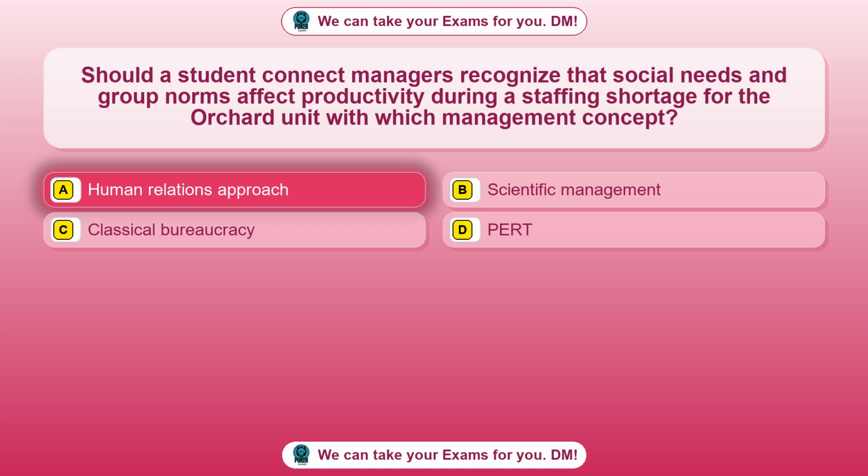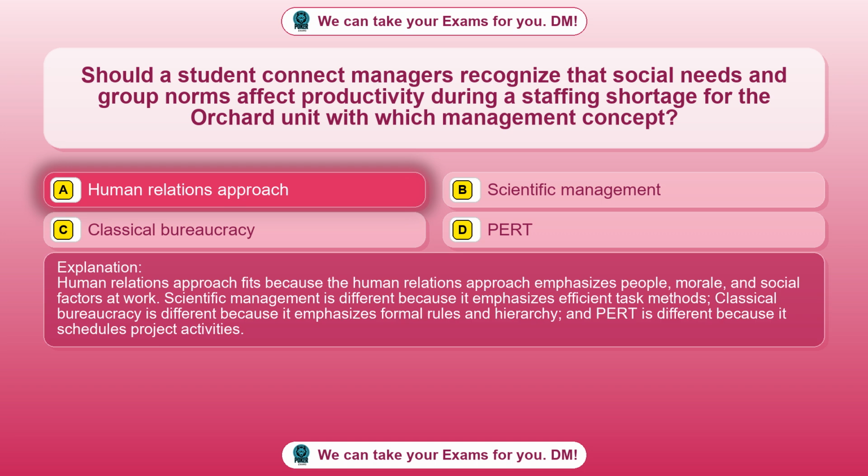Human relations approach. Human relations approach fits because the human relations approach emphasizes people, morale, and social factors at work. Scientific management is different because it emphasizes efficient task methods, classical bureaucracy is different because it emphasizes formal rules and hierarchy, and PERT is different because it schedules project activities.